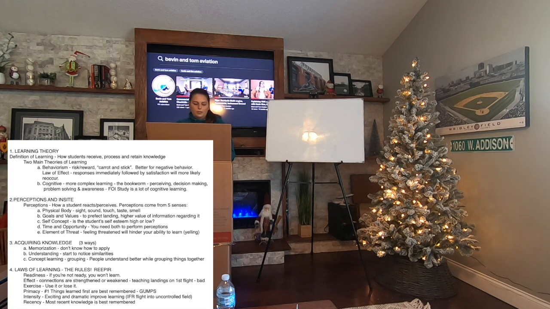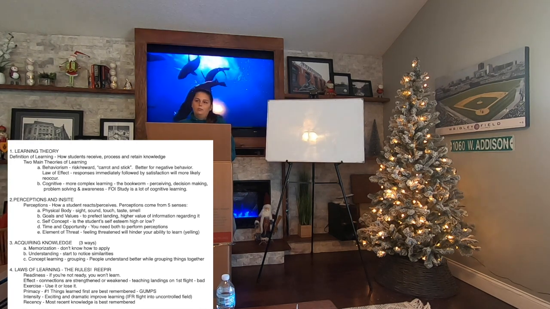There are different types of perceptions and how you can incur those senses, so goals and values. Someone who's working towards a private pilot might work less hard than someone that's actually in this for a career goal. So keep that in mind when you're instructing students. Ask what is their end goal and try to hold them to the same standard all across the board. Obviously you can't get perfection out of every student, but you want to try.